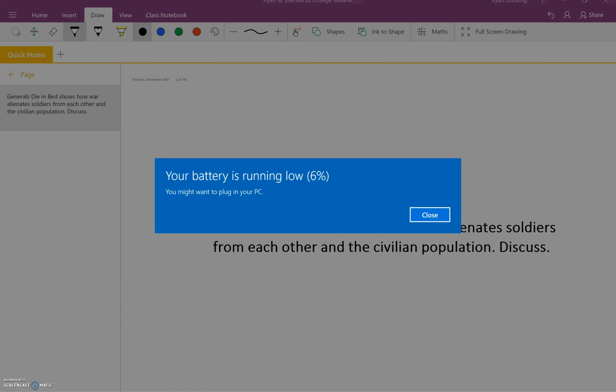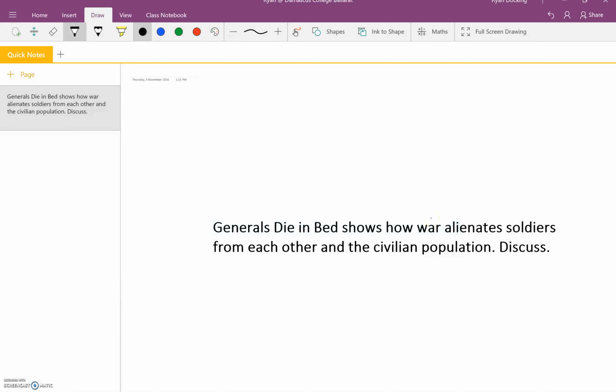So the first thing that we need to do is annotate the prompt itself. This is the second prompt from the two that I gave you as holiday homework to look at. The first thing we need to do when we're annotating the prompt is to identify the content words. So we've got the prompt here.